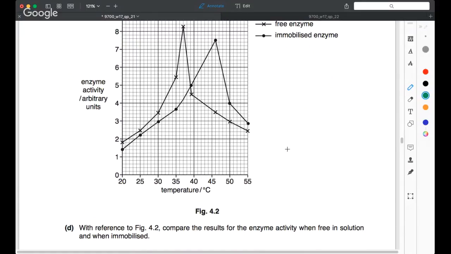Okay. This is a formal question. And it's graph.